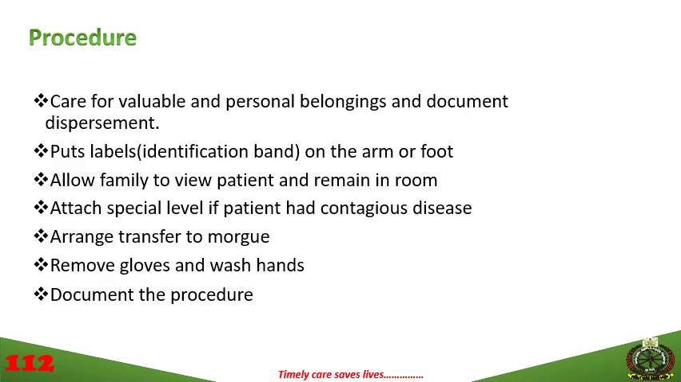Care for the valuables and belongings of the patient, document them, and then give them to the patient's relatives. Put a label identification band on the patient's arm or leg. Allow the family to come and pay last respects. Let them come and view the body and leave them alone with their family member. If the person belongs to a religious group and its members come, you have to give them the opportunity to do their last respects.